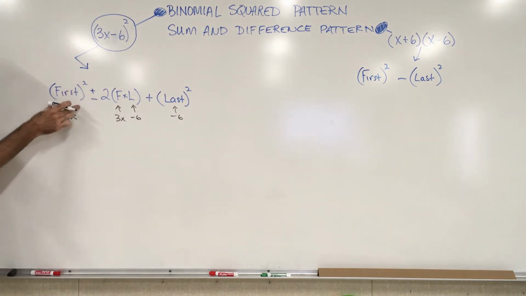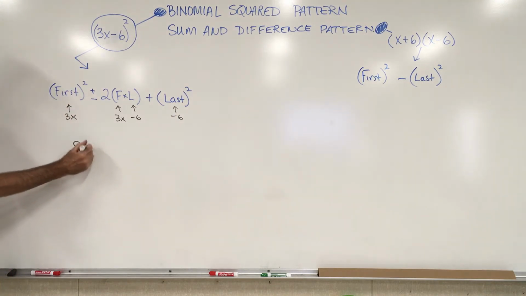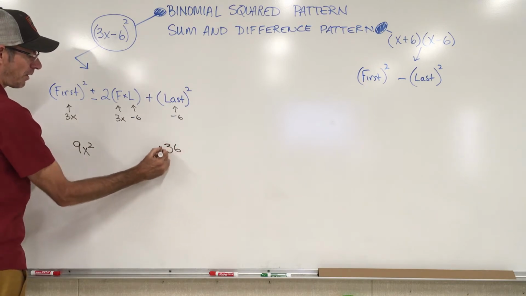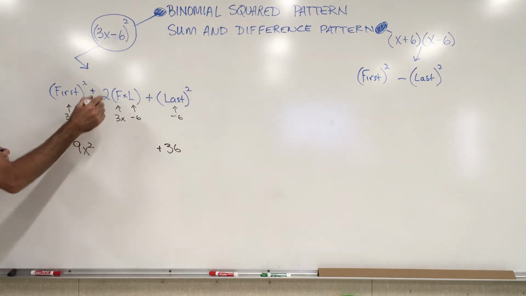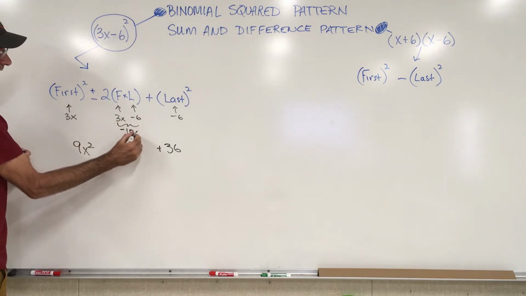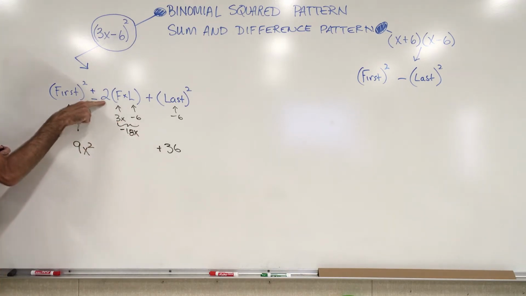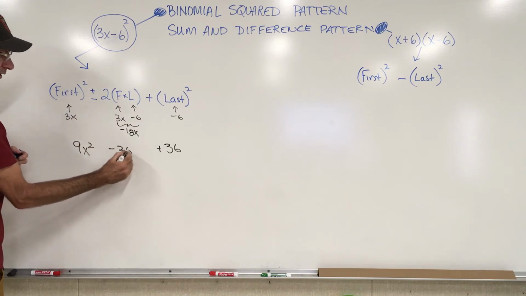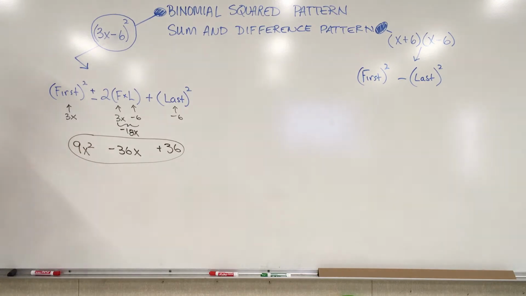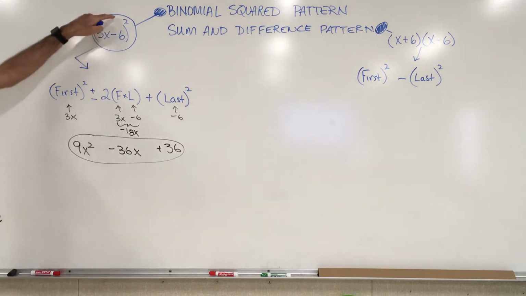If we take our first squared, that's 9x squared. Our last squared, -6 times -6, is +36. Then we multiply our first times our last, and that's -18x. And we multiply that times 2, so that's -36x. And that would be the answer of our binomial squared.